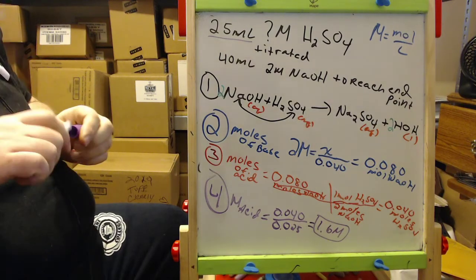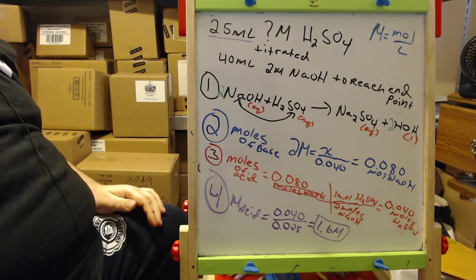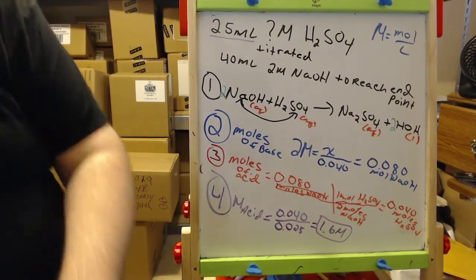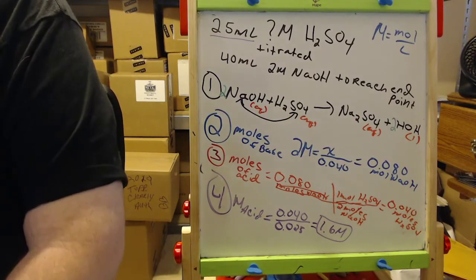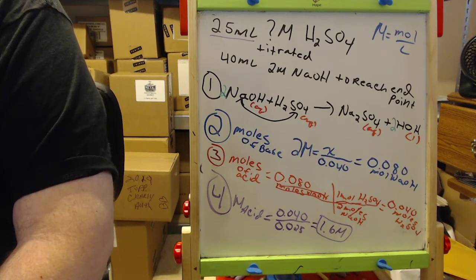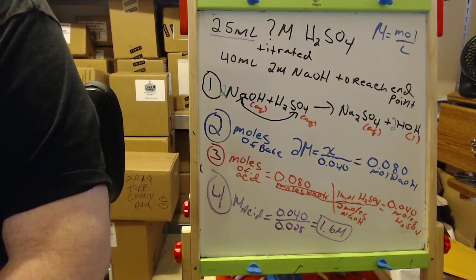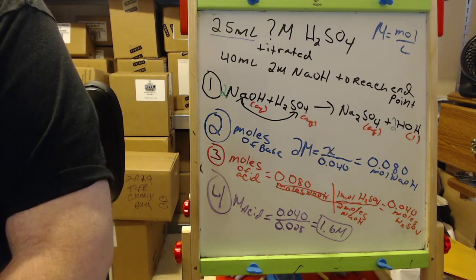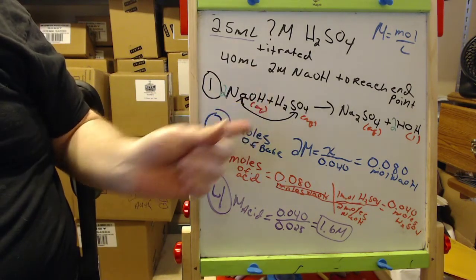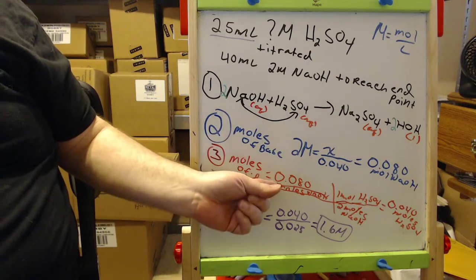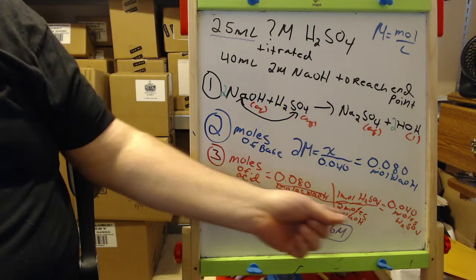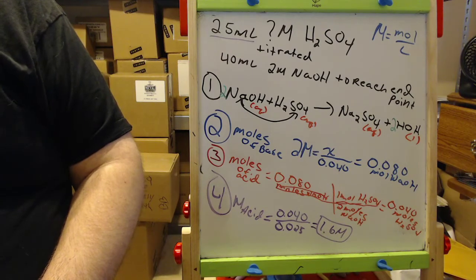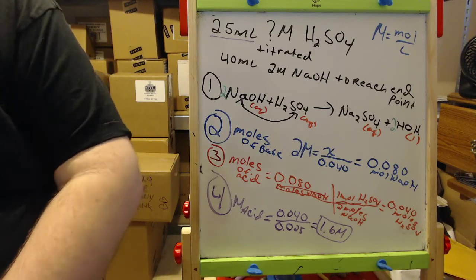So in 4 steps, you can do a titration. The key is balancing out your equation, figuring out the moles of base, using the balanced equation and the moles of base to find your moles of acid, and then plugging it into the formula. Got it.